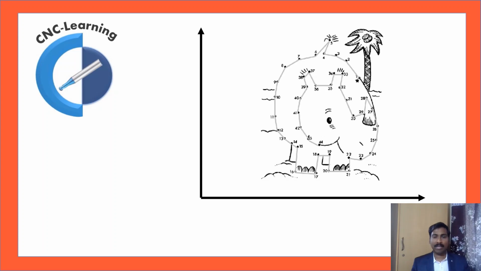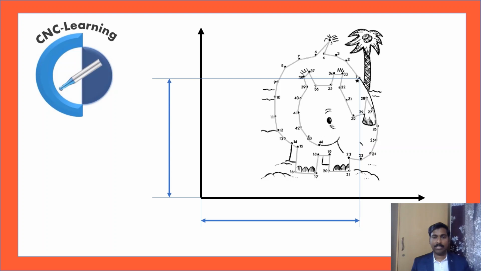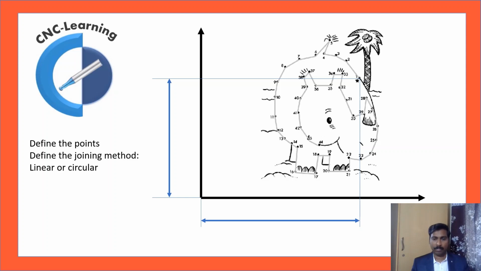Now almost the same way the CNC program is made. You can see each point is defined in terms of horizontal distance and vertical distance, and the method for joining one point to another. So here you can see these are all linear movements, and here you can see some circular movements.